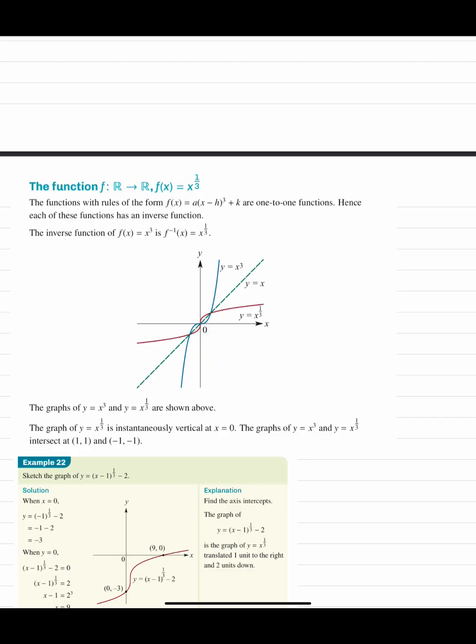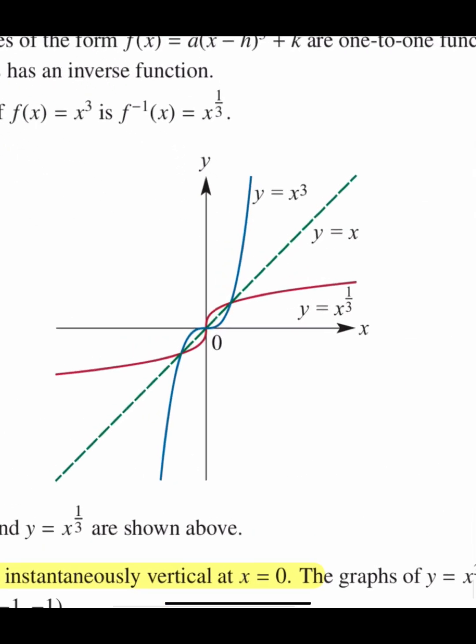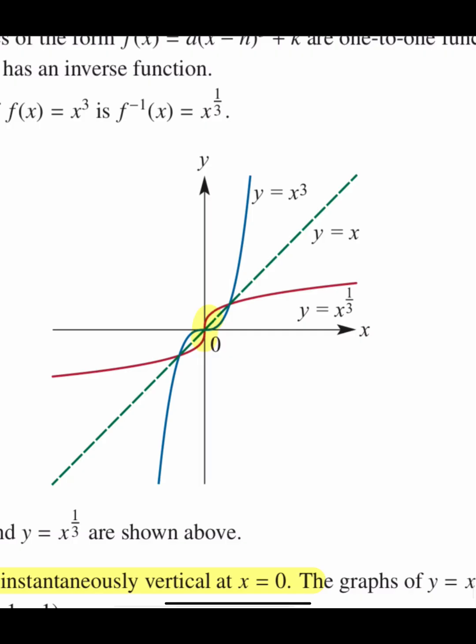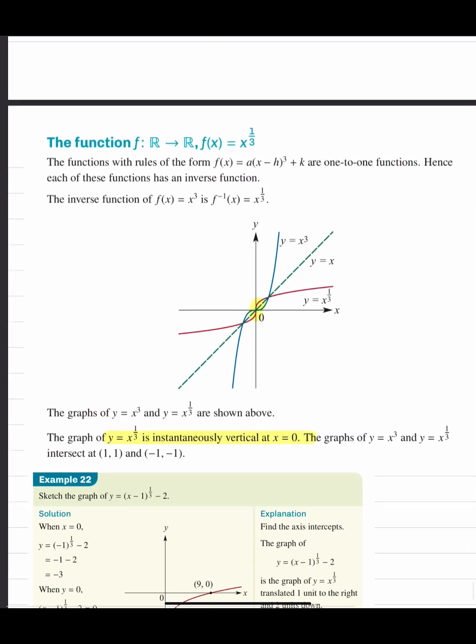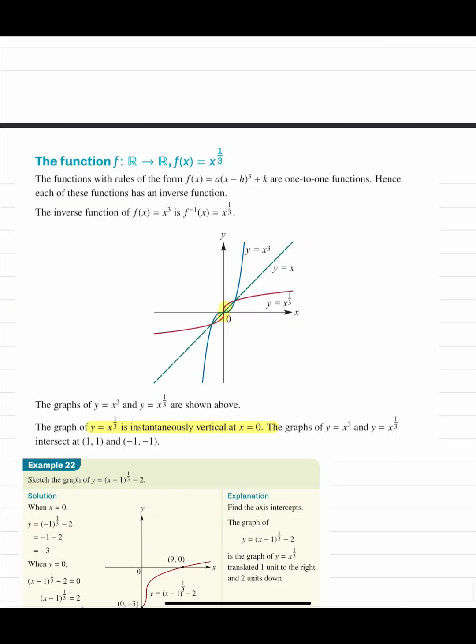Yeah, so here you can see that the graph is instantaneously vertical at x equals 0. Instantaneously, that means this is almost vertical, but it's not. It is still not vertical. If it's vertical, we know that it won't pass the vertical line test. It won't be a function.